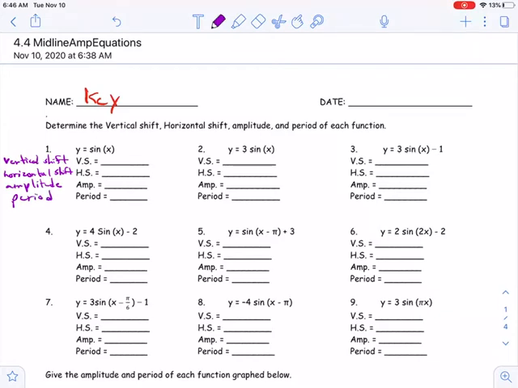Another thing that we might know vertical shift as is basically our midline. So when we move a periodic function up and down, we're directly changing that midline. So those two are synonymous when we talk about transformations.